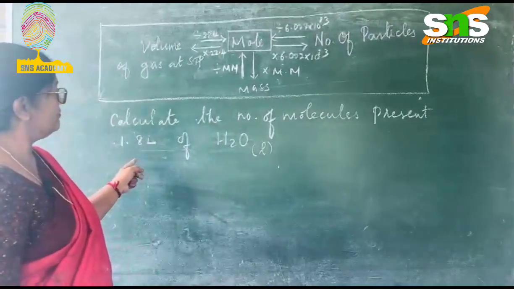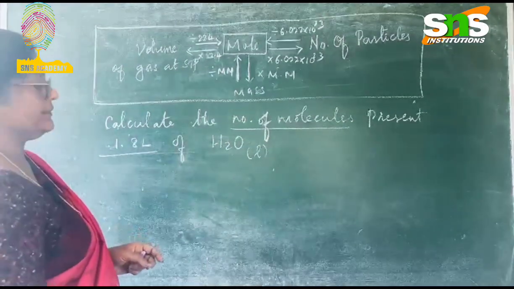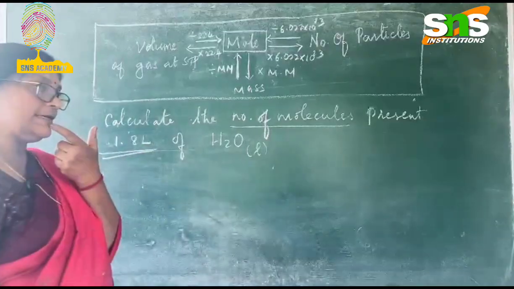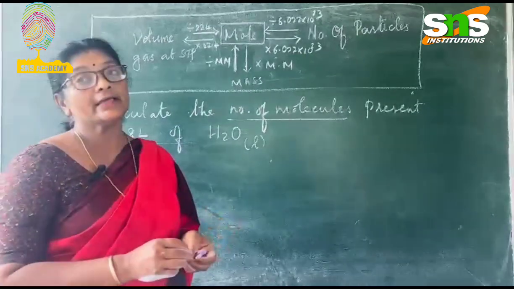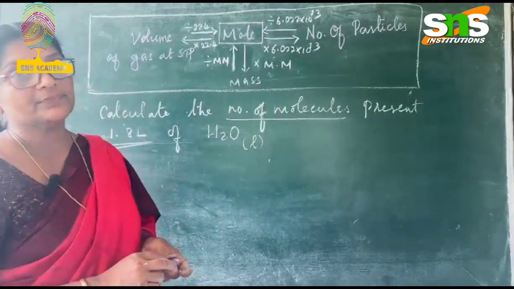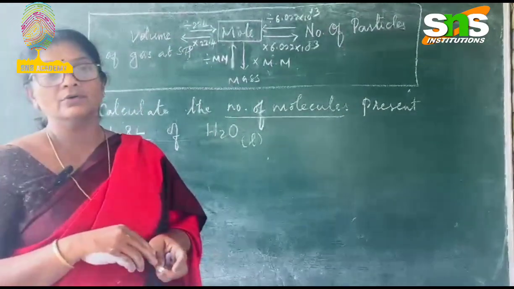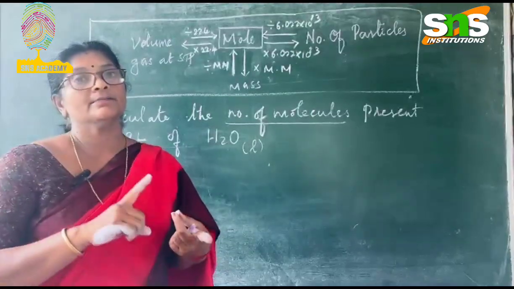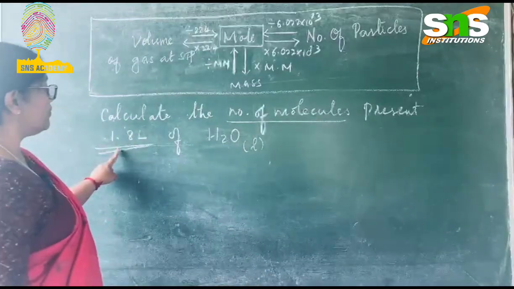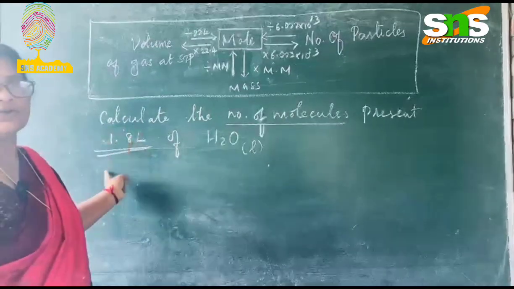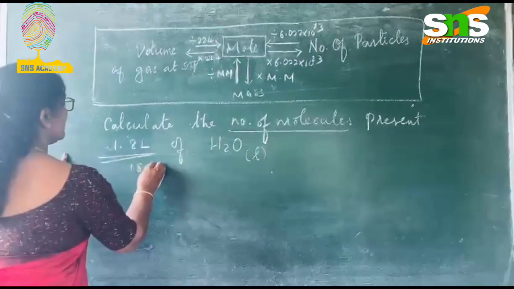Here is our third numerical, where we are going to calculate the number of molecules present in 1.8 liter of water. So what is this 1.8 liter of water? You can convert that into mass. 1.8 liter of water corresponds to 1800 grams of it, because density of water is 1 gram per ml. So here liter can be converted to milliliter. So 1 milliliter will be 10 power minus 3 liters. So that way you can convert, where 1.8 liter of water corresponds to 1800 grams of it. So we'll consider this 1.8 liter as 1800 grams.